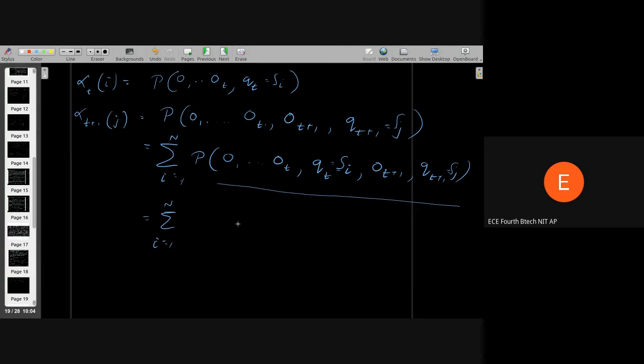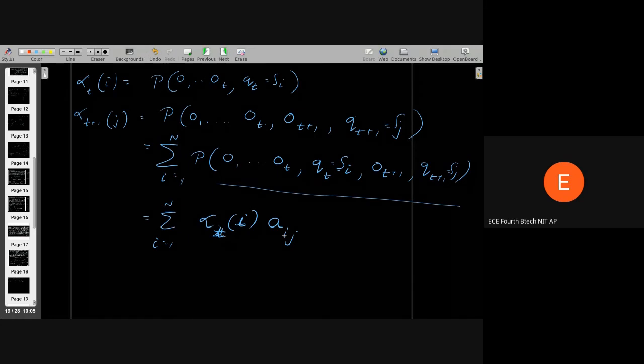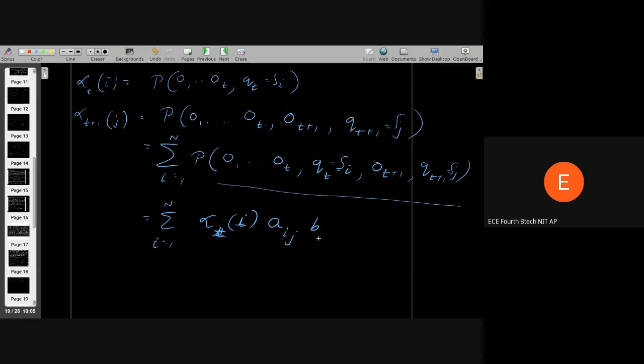If you break this up, from O1 to OT, QT equal to SI, I know this probability will be alpha T I. Then I have this information that O t plus 1 was generated and QT plus 1 was SJ. So I jumped from state I to state J, and this is the probability. After I jumped to state J, the observation generated was O t plus 1. So this is how you get a recursive formulation.